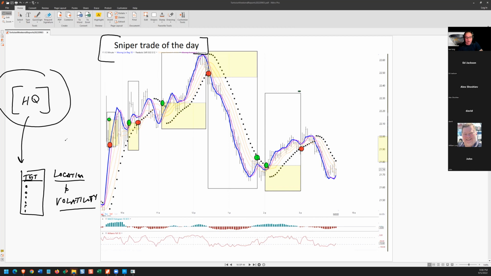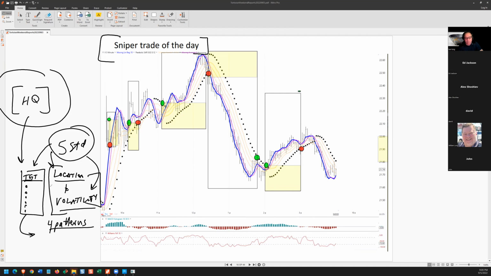So we've identified about 5 standard patterns of setup that combine location and volatility to put things on the sniper target list. And then for those things that are on the sniper target list, once they start moving, there are about 4 standard patterns that we use to trade them. Location and volatility put it on the target list and say, this thing is a runner. It's going to move. Now, how is it moving? Well, that's where the patterns come in.